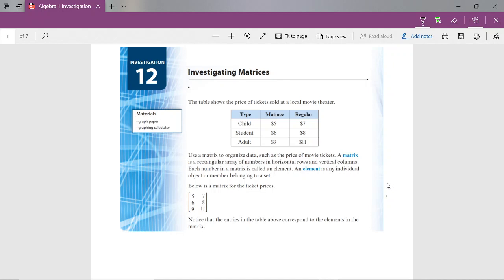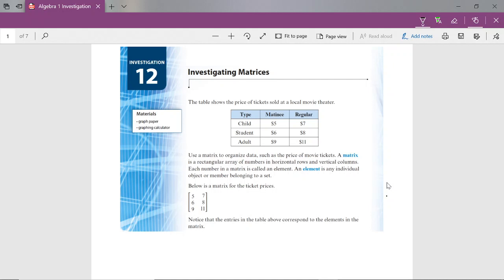The table shows the price of tickets sold at a local movie theater. We can see all of the different types, child, student, adult, and then the prices for a matinee and regular. Use a matrix to organize data, such as a price of movie tickets.